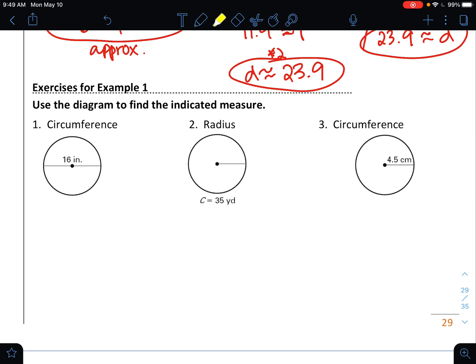I'd like you to try 1, 2, and 3. You are finding this first part, so circumference on number 1, radius, and then back to circumference. And go ahead and do an approximation with multiply pi in. Do not leave it in exact form.